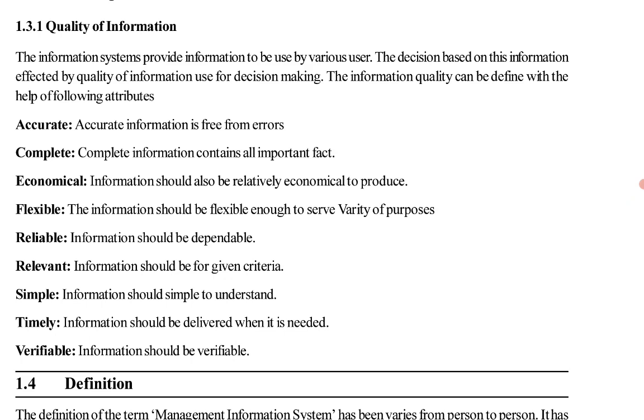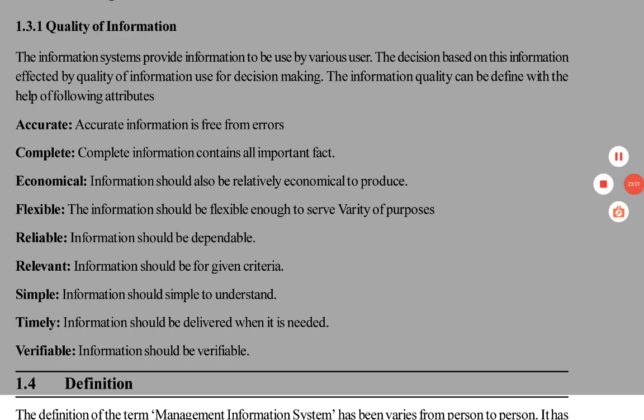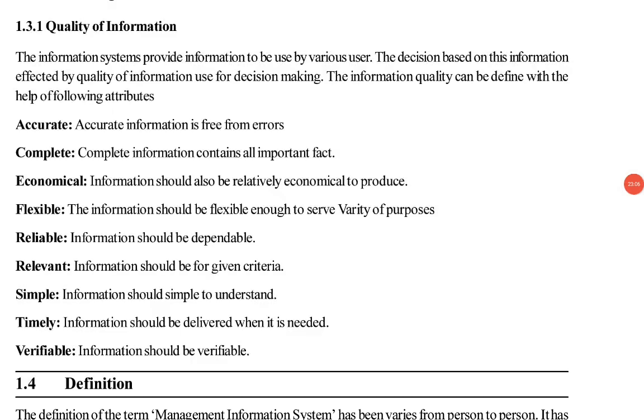Accurate means information is free from errors. Complete means information contains all important facts. Economical means information should be economical to produce. Flexible means the information should be flexible enough to serve a variety of purposes.